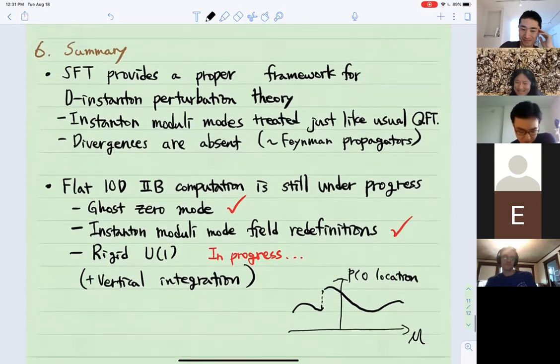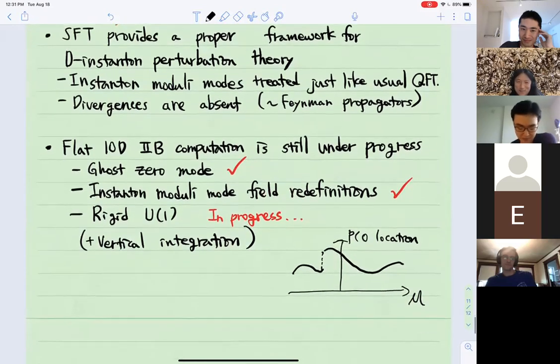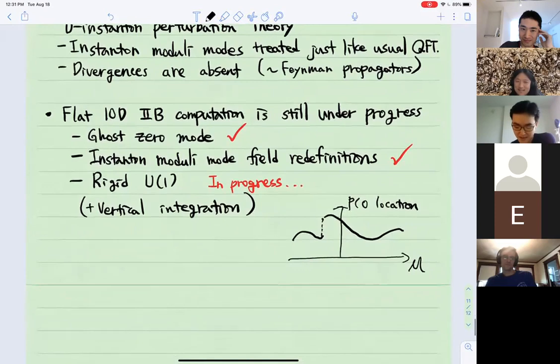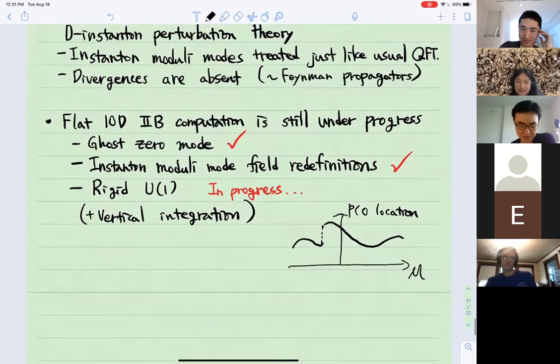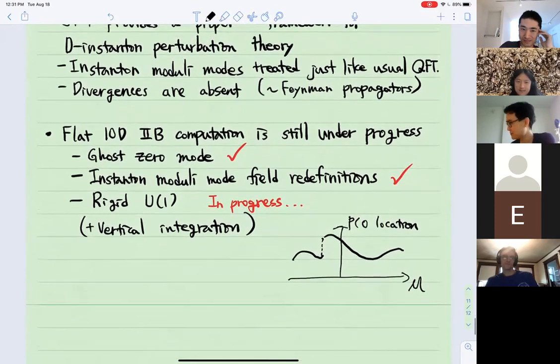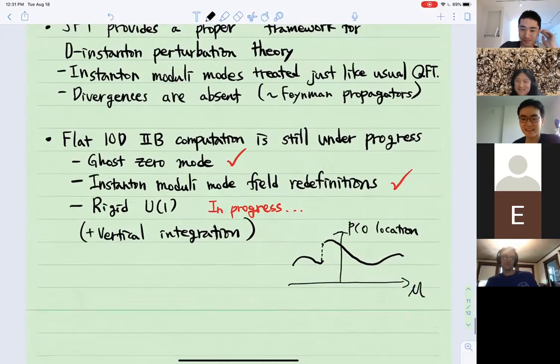I didn't write open questions. Obvious open questions would be, what about multi-instantons? What is the role of the IKKT matrix model and all of those? But I think I have to stop here for questions. Thanks.